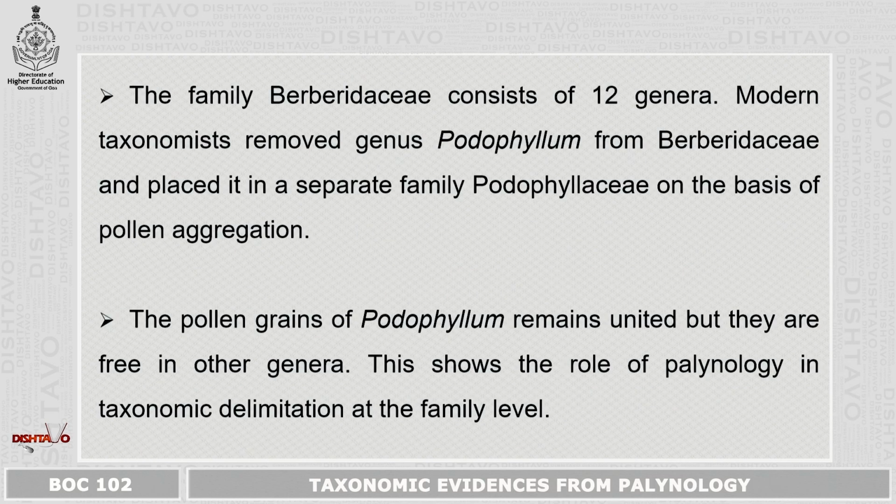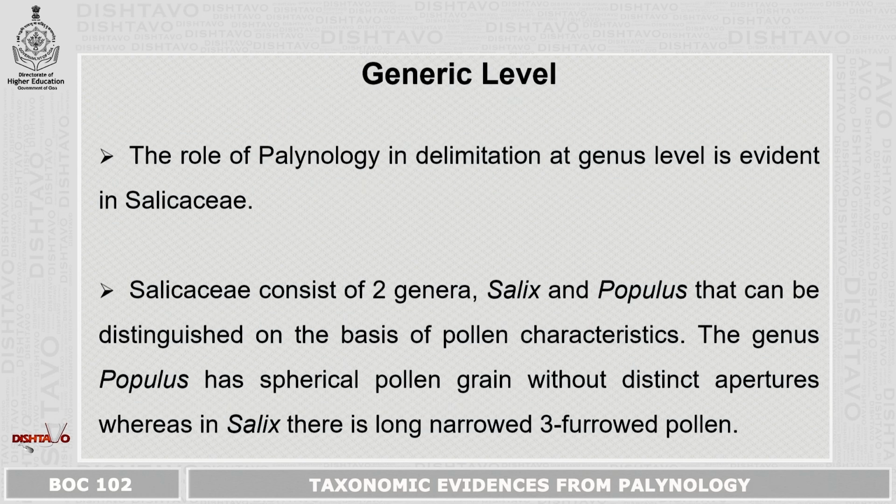Now we'll see the family Berberidaceae. The family Berberidaceae consists of 12 genera. So modern taxonomists removed the genus Podophyllum from this family Berberidaceae and placed it in a separate family Podophyllaceae, on the basis of pollen aggregation. Because in Podophyllum, the pollen grains remain united, but they are free in other genera. This shows the role of palynology in taxonomic delimitation at the family level.